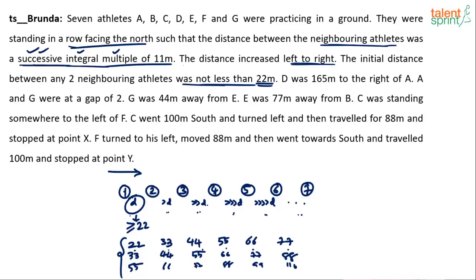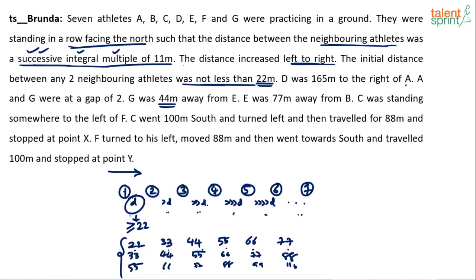Now this 44 is an important point here. Try and understand. G was 44 meter away from E is a very, very important clue given to us. Why is it so? See, the moment you say G was 44 meter away from E, an option like starting with 55 is ruled out. The minimum distance so far is 44 in this whole set of clues given to us.